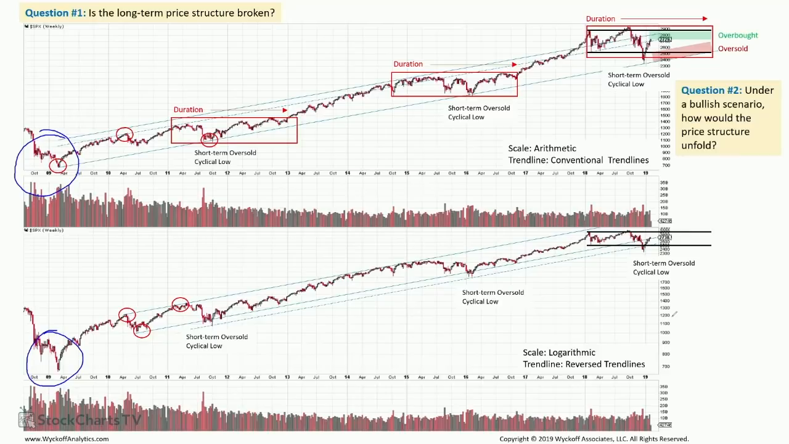What do you see? What is the long-term trend? It's still up. No matter how you view it, no matter what your definition of the long-term trend, we still have higher highs, higher lows. The price is contained within a long-term channel on both scales. So we do have spots where we have short-term oversold conditions. Those are usually cyclical lows within the context of a much larger secular uptrend.